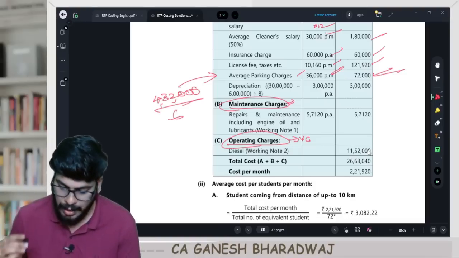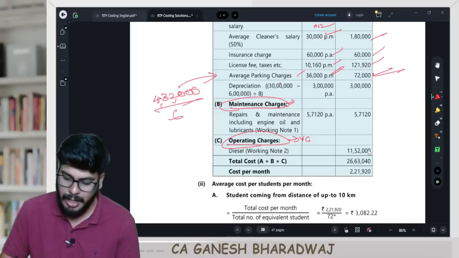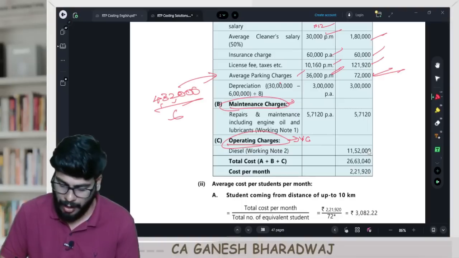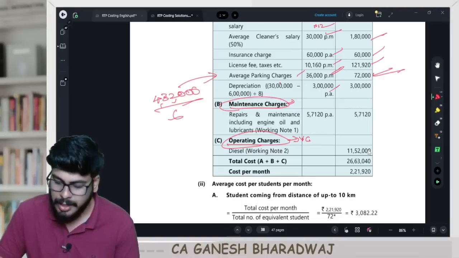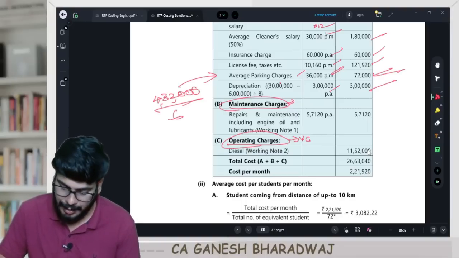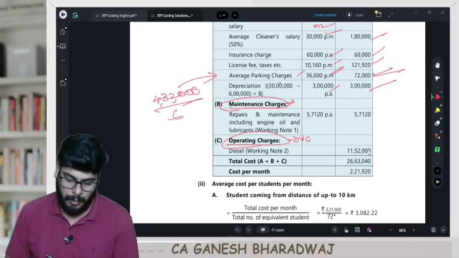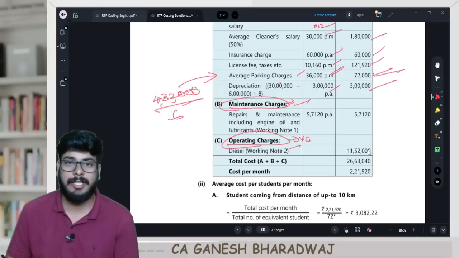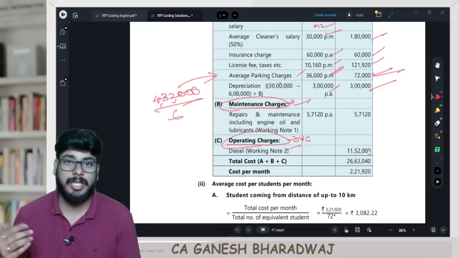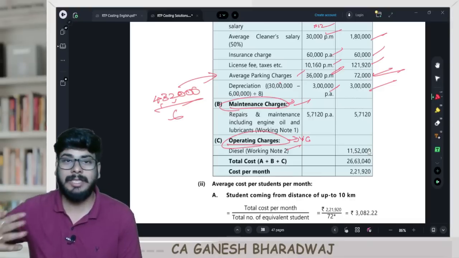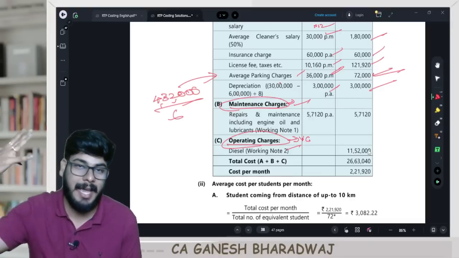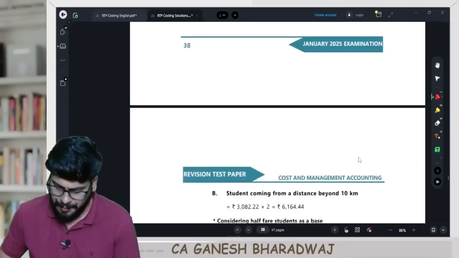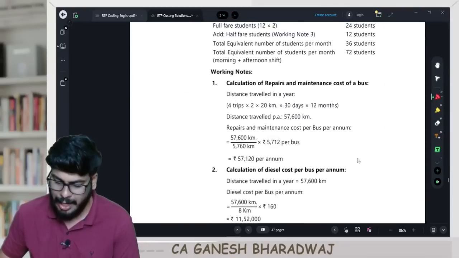Next one. Depreciation, we calculated already. 30 lakhs minus 6 lakh, 24 lakh. 24 lakh upon 8 lakh, that's going to be 3 lakh rupees per bus per annum. That can also be filled in. Next one, guys, is going to be your repairs and maintenance, and your diesel charges. For you to compute this, you first need to know the total kilometers traveled by every single bus. So for that we need to calculate the total distance.